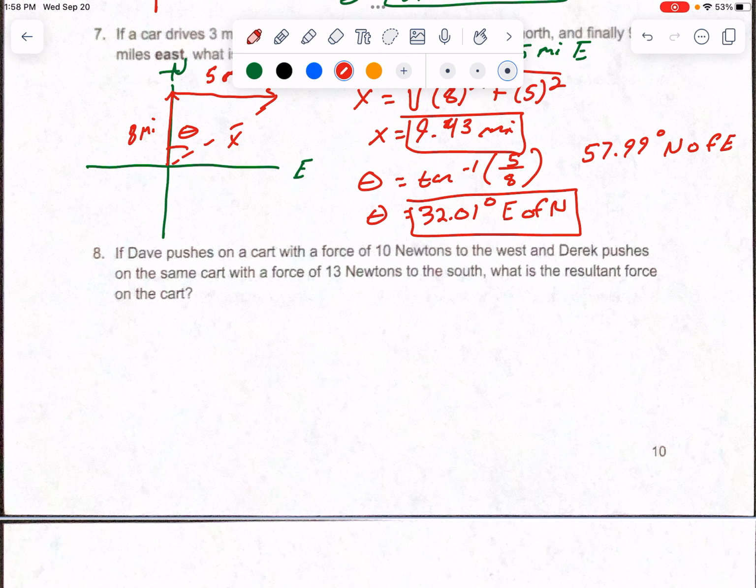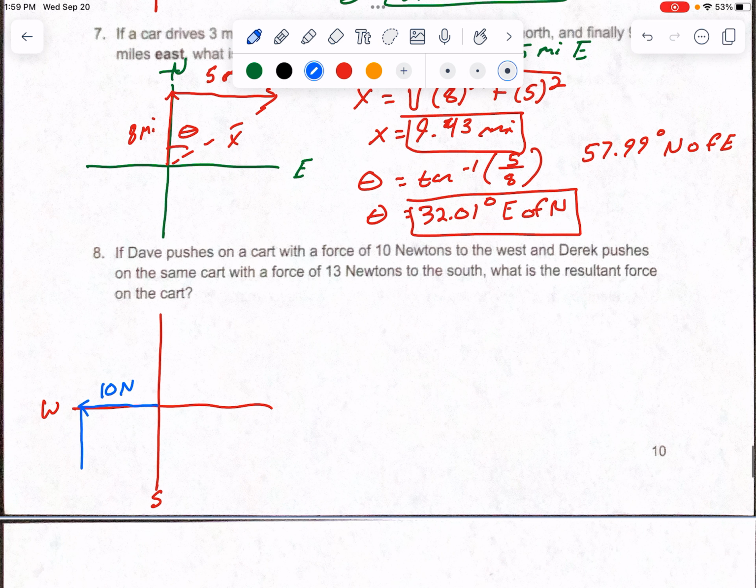If Dave pushes a cart with a force of 10 newtons to the west and Derek pushes the same cart with a force of 13 newtons to the south, what's the resultant force? So we're going to draw our directions. We're talking about going west and going south. We're going to go with Dave first, so he goes 10 newtons to the west. Doesn't matter who you chose first. And Derek goes 13 newtons to the south. So 13 goes right there, and then tie back in.